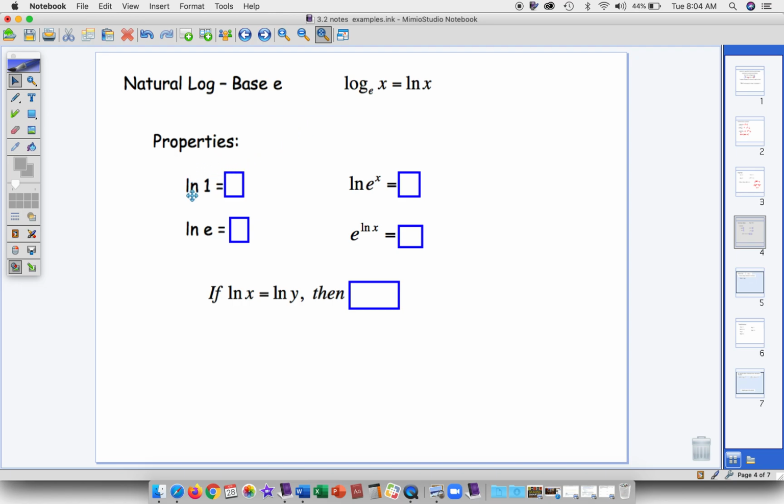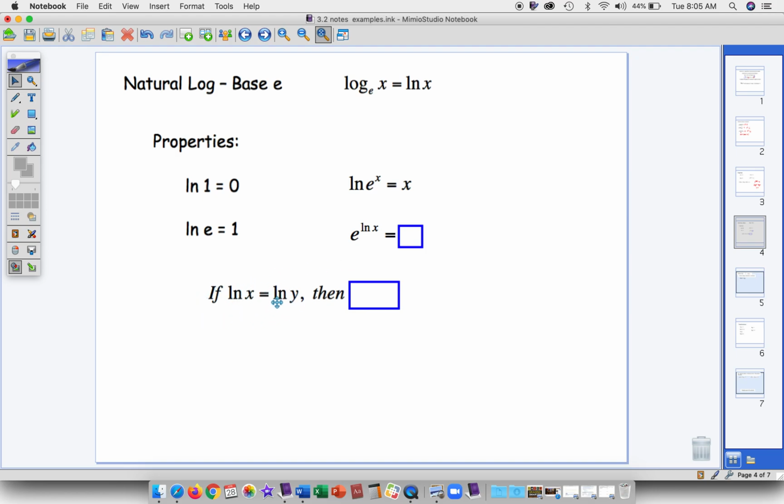So if we run through the properties, when I see natural log of 1, I'm picturing this in my mind. That's log base e. So what I'm being asked here is e to what power is 1? Well, this is just like before. Anything to the 0 power is equal to 1. ln of e means e to what power is e? That would be the first power. If I have the natural log of e to the x, that means e to what power equals e to the x? That would be the x power.